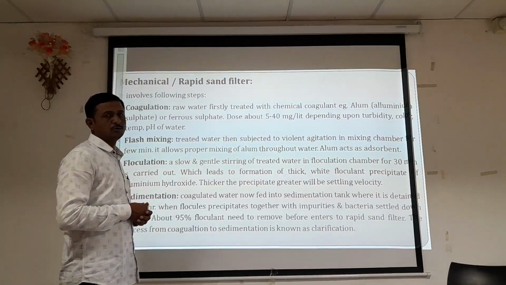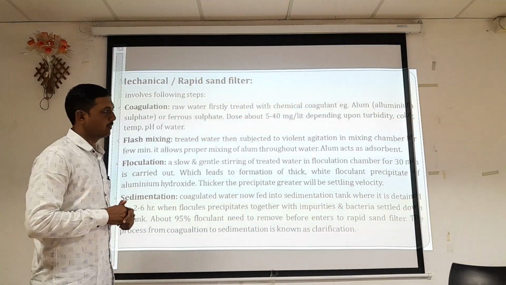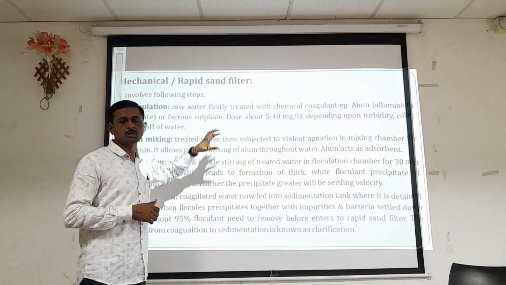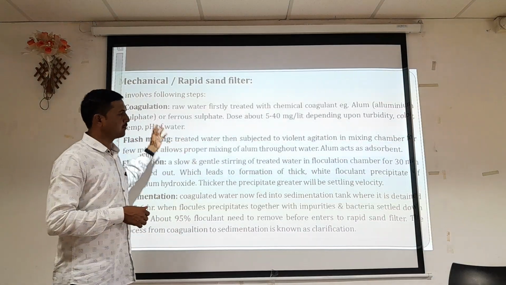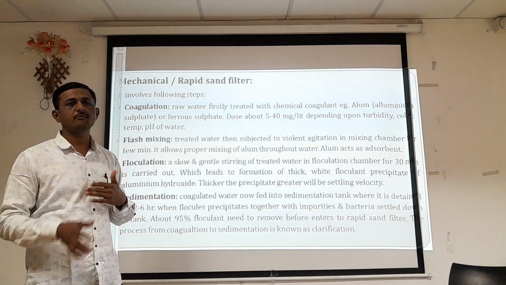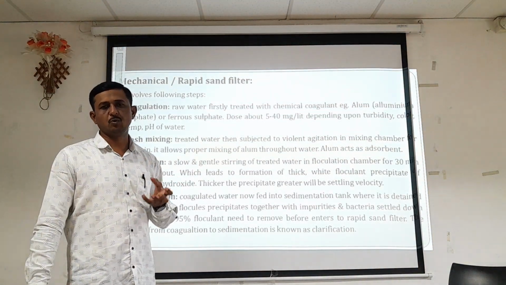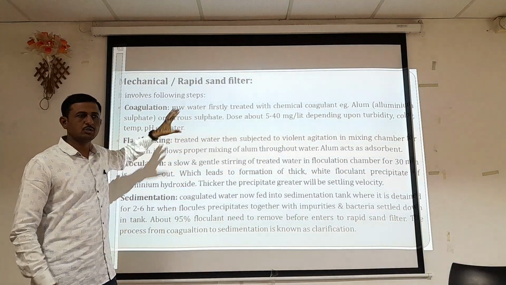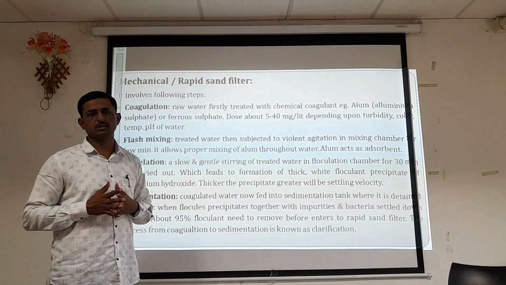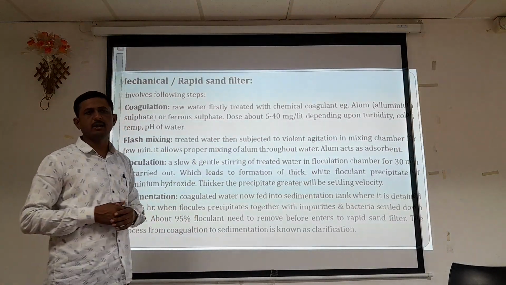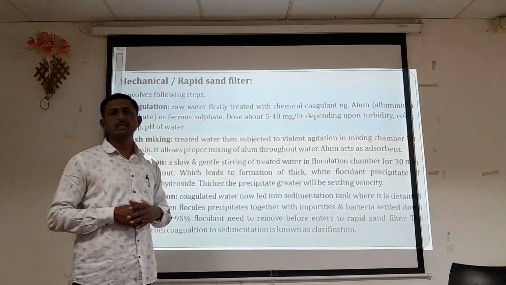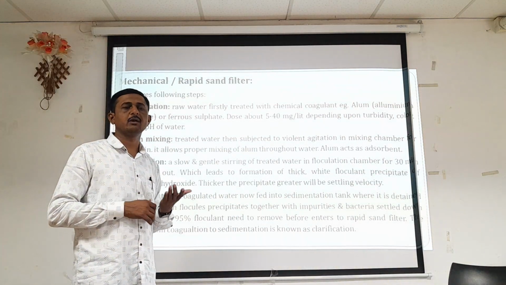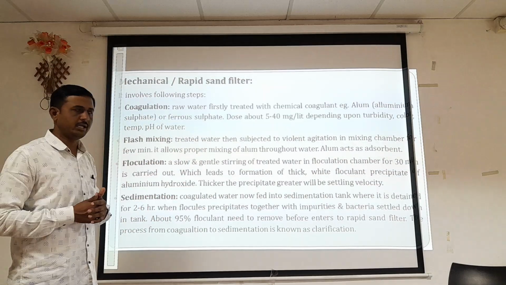The dose is about 5 to 40 mg per liter depending upon the turbidity, color, temperature and pH of the water. So the addition of that chemical agent, whether alum or ferrous sulfate, depends upon the amount of turbidity, the odor, bad taste or color of the water. So depending upon the purity of the water, we have to add alum, at least 4 to 50 mg per liter, and depending upon the volume and purity of the water, that dose can differ.